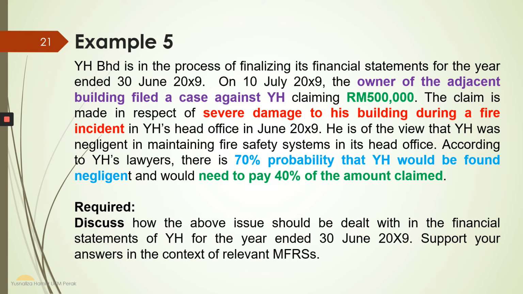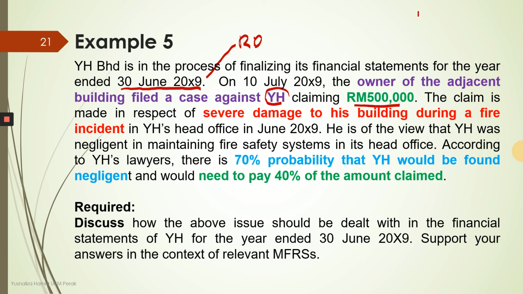Example 5 is about YH. It's in the process of finalizing financial statements for the year ended 30th June. So look at the year end or reporting date of the company, 30th June. And after the reporting date, and 10th of July is somewhere after 10 days, the owner of the adjacent building, the one next to you, not the one in front but maybe to your left or to your right, files a case against our company YH claiming for 500,000.